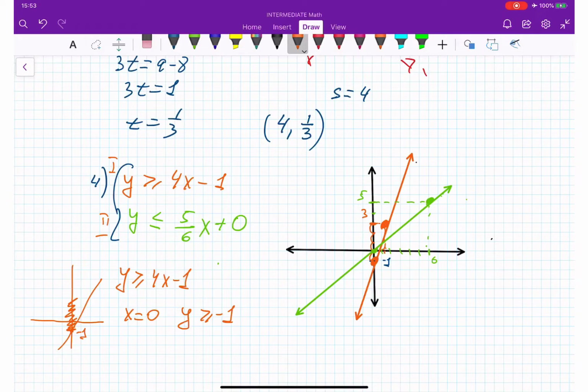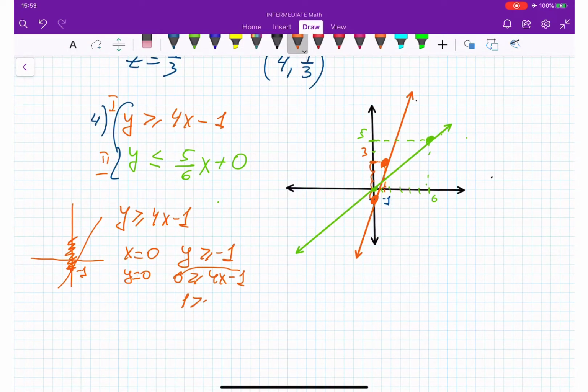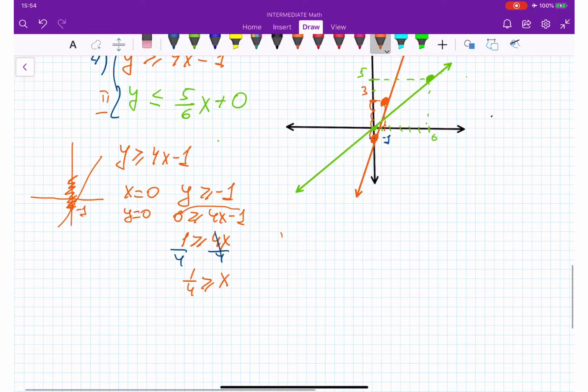Okay. Now, when y is equal 0, what do I get? 0 is greater or equal 4x minus 1. Right? If I move this negative 1 to this side, it's going to be positive 1. So I'm getting 1 is greater or equal 4x. From here, that means I have to divide by 4, and I will get 1/4 is greater or equal x. If 1/4 is greater or equal x, that means x is less or equal 1/4.